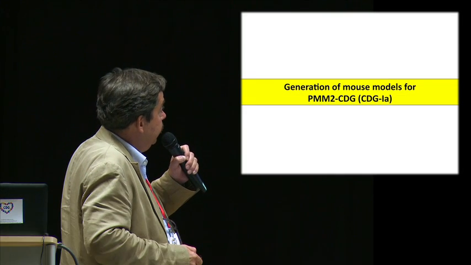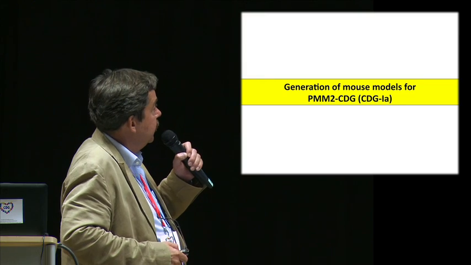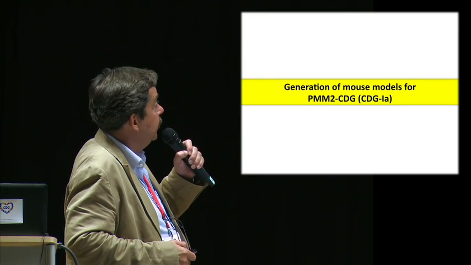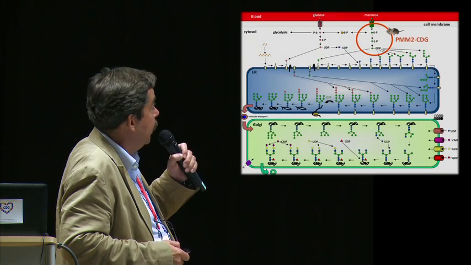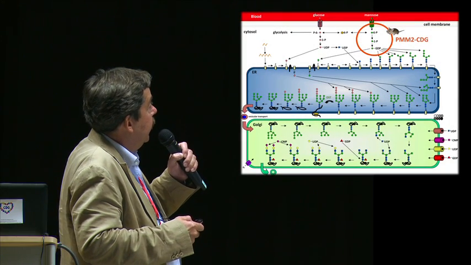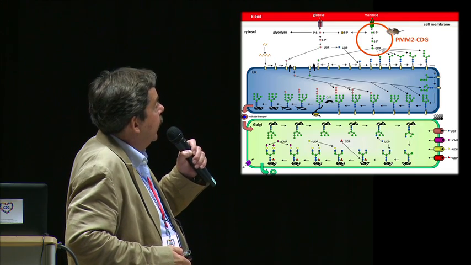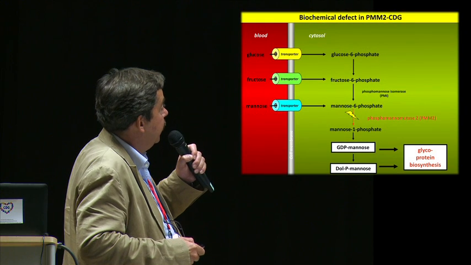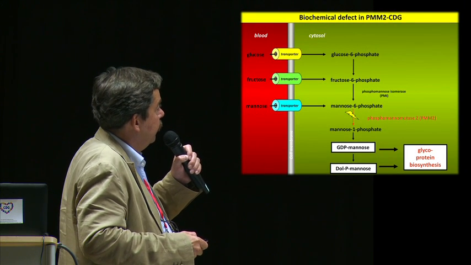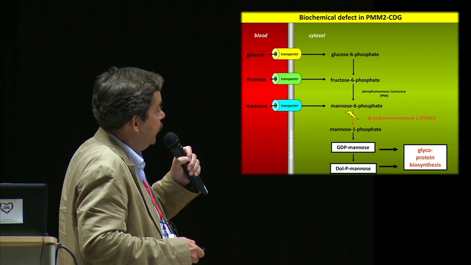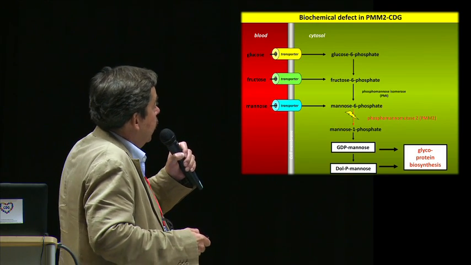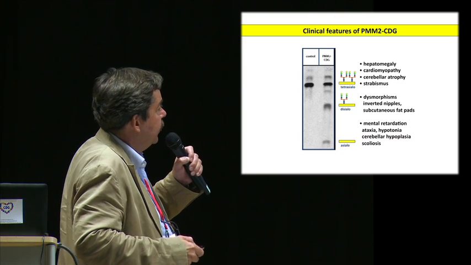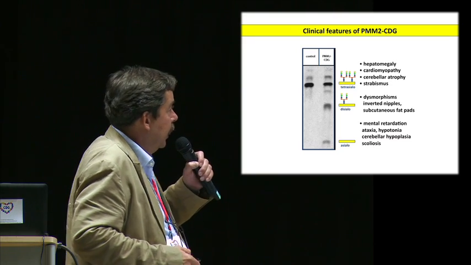In the next model, we investigated defects in CDG-1A, the most common form of CDG, now called PMM2-CDG, which is located here, and this is more biochemical. The defect is in the conversion of mannose 6-phosphate to mannose 1-phosphate, and these are the most common features of the disease that most of you will know.